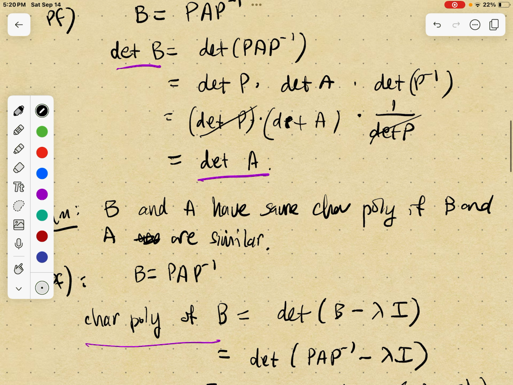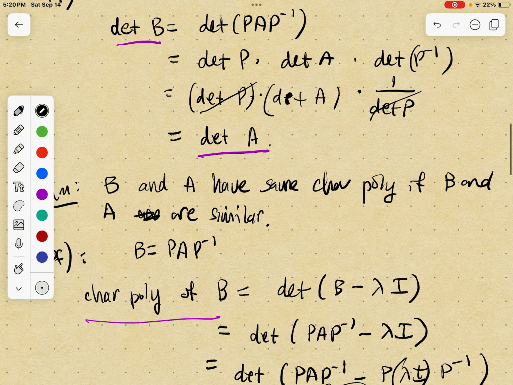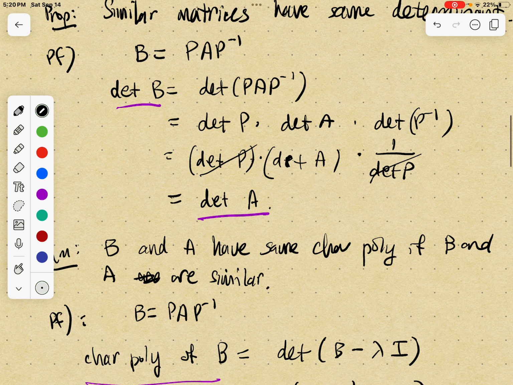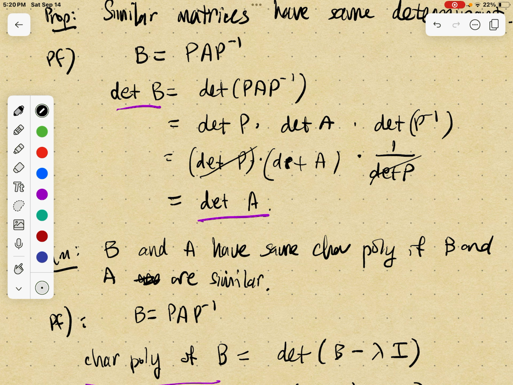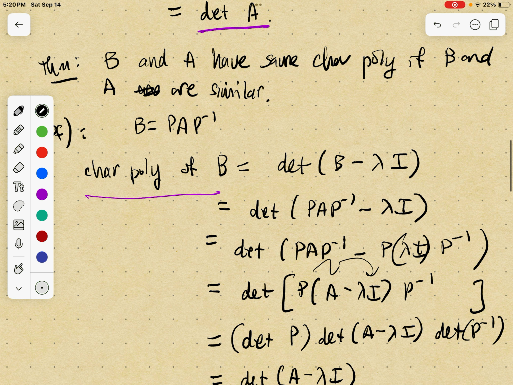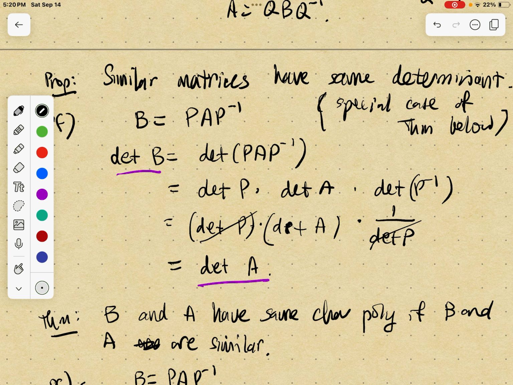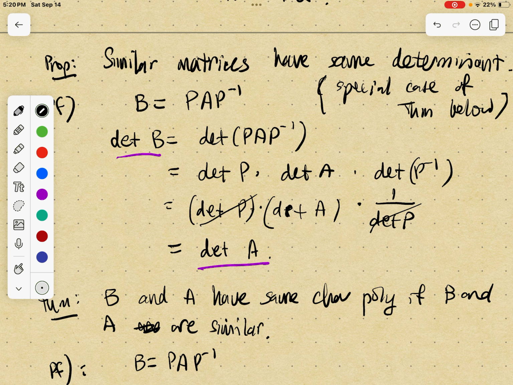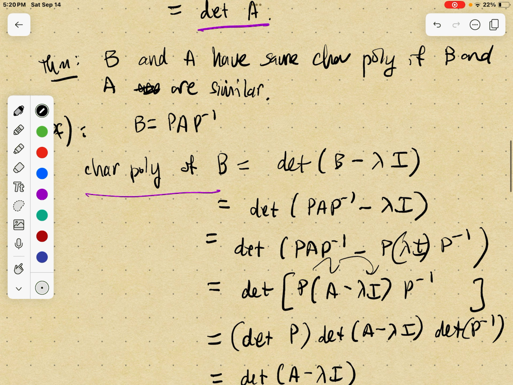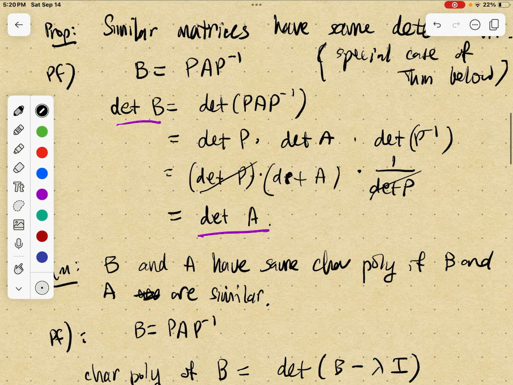And maybe I should have stated before that this theorem implies this proposition that similar matrices have the same determinant, right? It's the same argument except with lambda equals 0. But this is true just for any lambda. So this is actually a special case of the theorem below. So in fact, we didn't even have to prove this proposition and then the theorem. We could have just proven the theorem and then deduced that similar matrices have the same determinant.